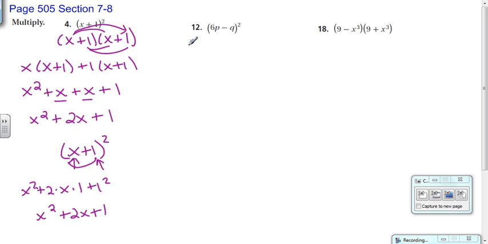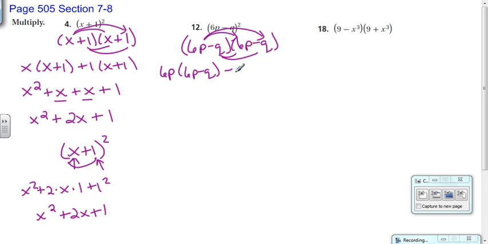For 12, (6p minus q) squared means (6p minus q)(6p minus q). So if you like the box method, you could do a box. I'm going to do double distributive. So 6p is going to get distributed across 6p minus q, and negative q is going to get distributed across 6p minus q. So 6p times 6p is 36p squared. 6p times q is negative 6pq.